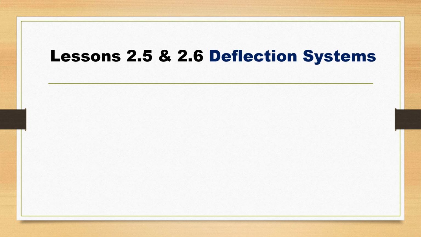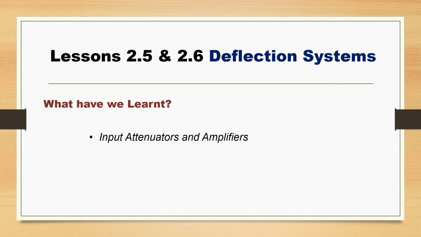From lessons 2.5 and 2.6, Deflection Systems, what have we learned? Input attenuators and amplifiers, delay line, horizontal amplifier.